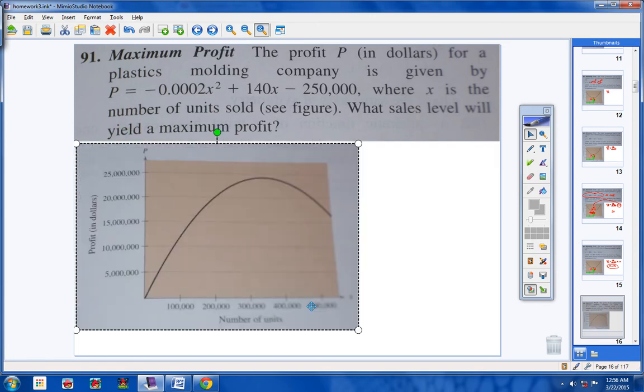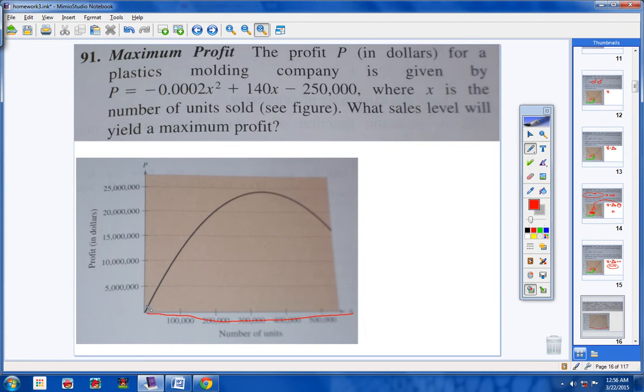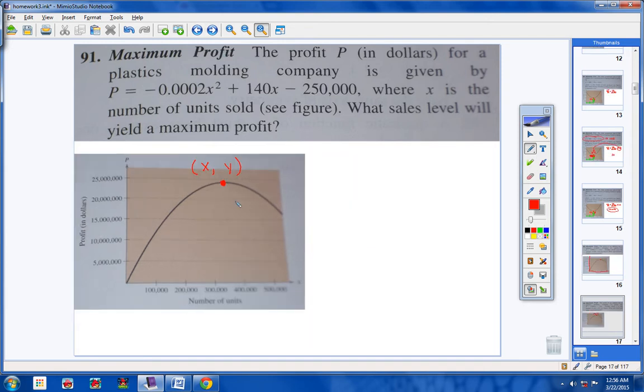Alright, now, first of all, notice we have our equation here, our function, and it's a quadratic. I want to know what the maximum profit is. Well, here's my x-axis going this way. Here's my p-axis going this way. Here's my maximum profit right there, my vertex. My vertex will help me find the maximum profit. So, there's the graph.